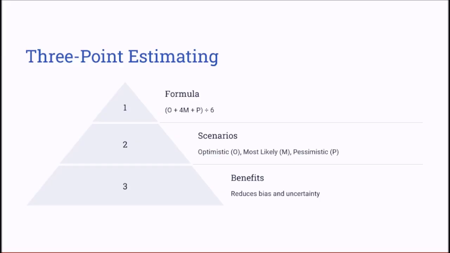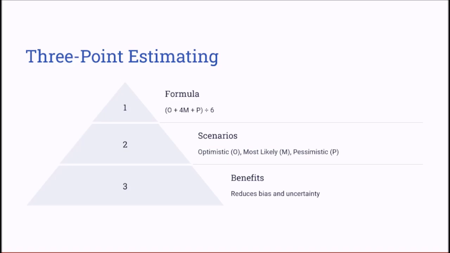The formula gives more weight to the most likely scenario and provides a balanced estimate. This technique helps reduce bias and creates a more reliable estimate. What do we mean by optimistic, most likely, and pessimistic? Optimistic is the best case scenario, most likely is the most likely scenario, and pessimistic is the worst case scenario. On the next slide, we will have an example to make this clearer.